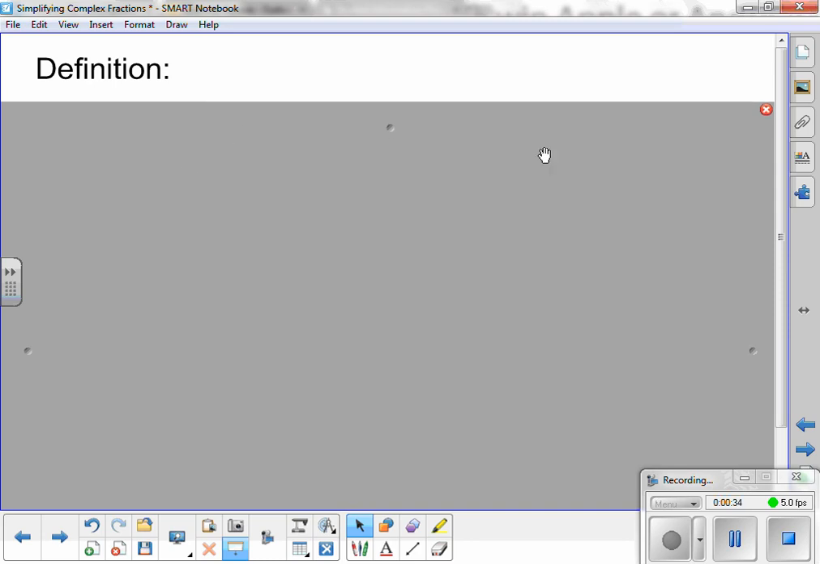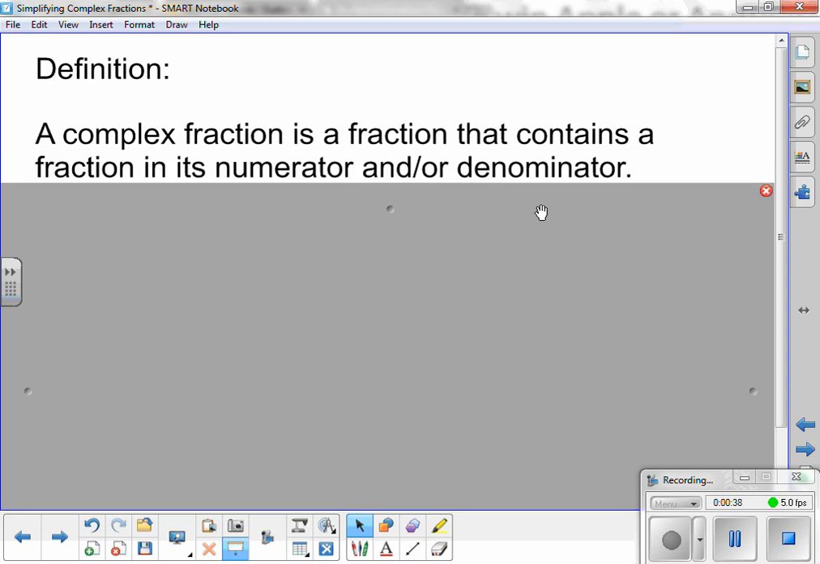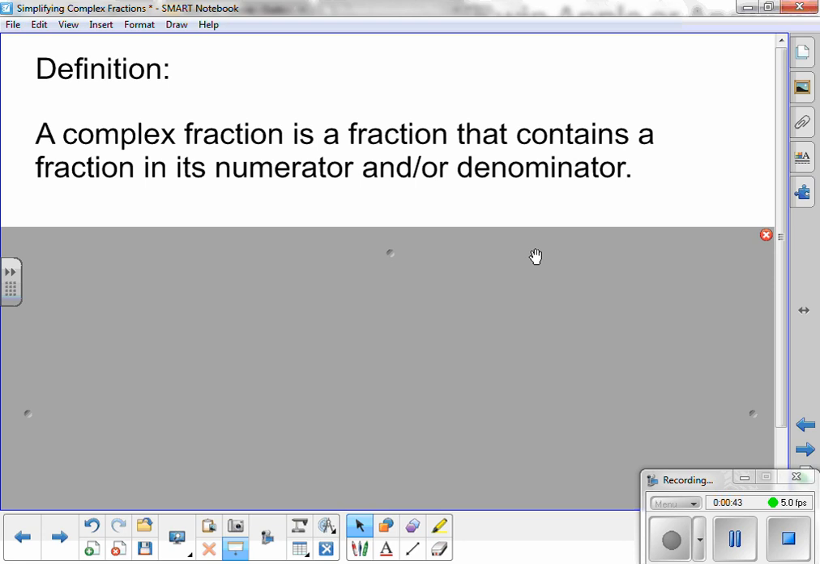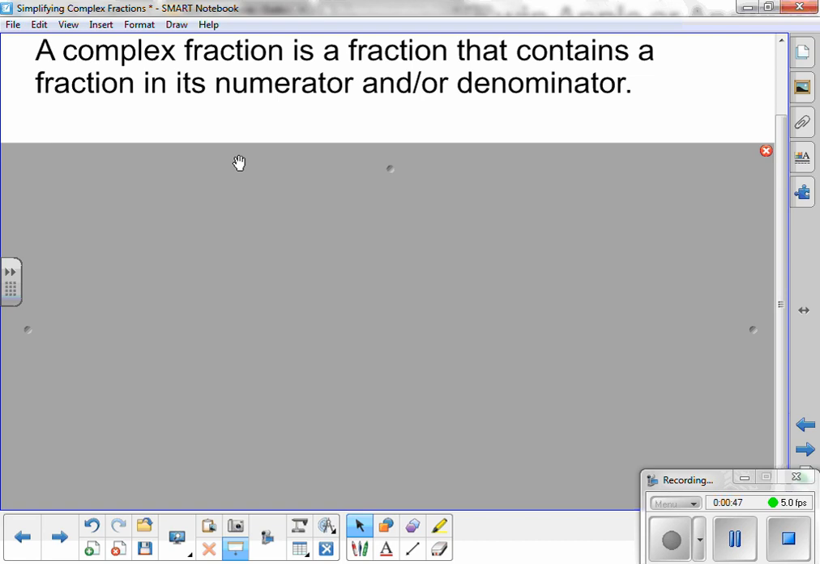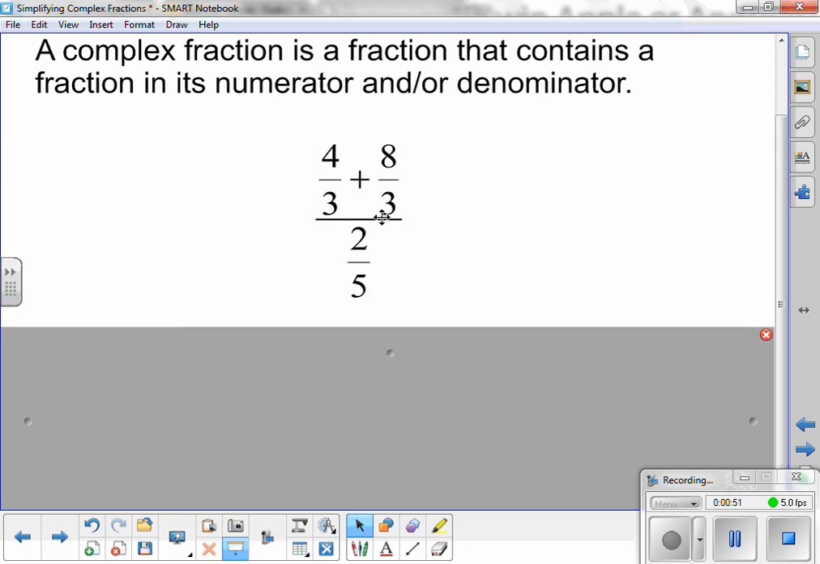So in order to do this, we should know what a complex fraction is. A complex fraction is a fraction that contains a fraction in its numerator and/or denominator. So it's a fraction inside of a fraction, basically. So for example, this. Here's your main fraction bar. Then you have your numerator, which is up top right here. Your numerator actually has fractions inside of it. That alone makes it a complex fraction.